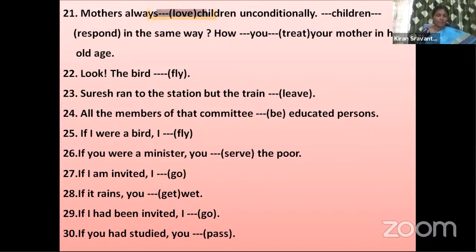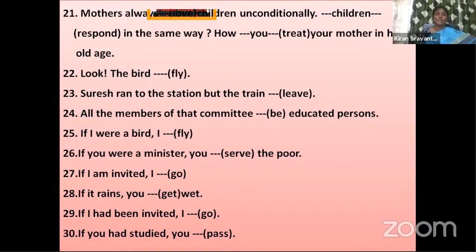If I were a bird, I would fly. The unfulfilled condition, or you can also call it imaginary condition. So coming to the 26th one, these are all the sentences that are based on the if conditional clause. Once again, we are going to revise these sentences.